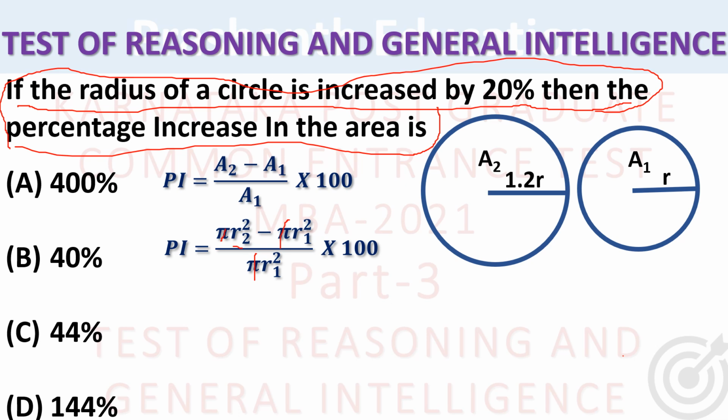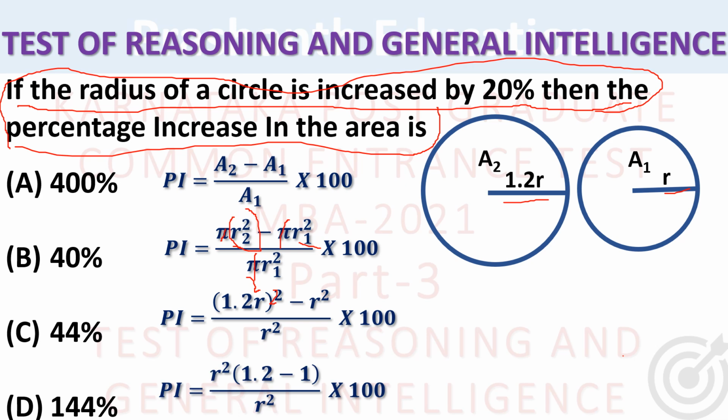R2 we know is nothing but 1.2 R. R1 we know is only R. So if we substitute that, it will become 1.2 R to the whole square. Why? Because here they have given it as R2 square. So this will go into square, minus R1, which is only R, so R square, divided by R square. Now take R square common in this. If you take R square common here, this will become 1.2 square minus 1, and the R square will go.